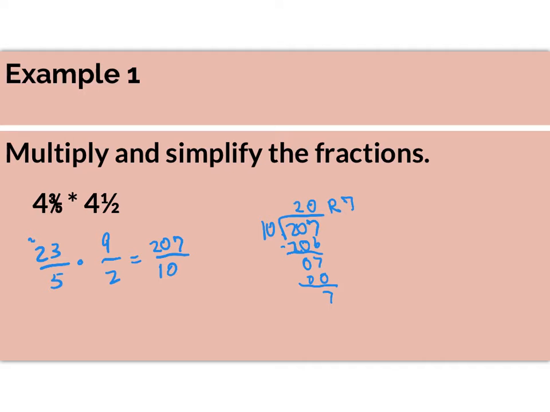Okay, so now our proper fraction, 4 times 4 is about 16. So 4 1/2 times 4 3/5, we have 20. The remainder goes on top, and the divisor goes down the bottom. 20 7/10. And that is how we multiply mixed numbers.